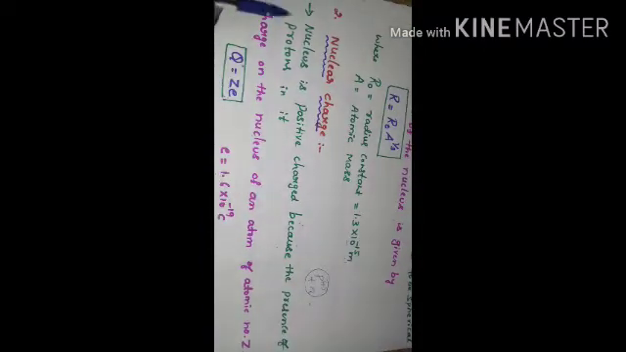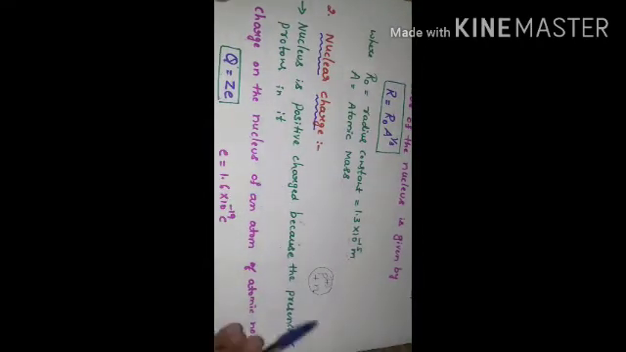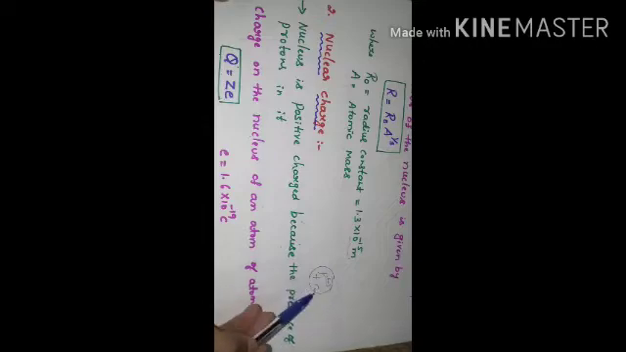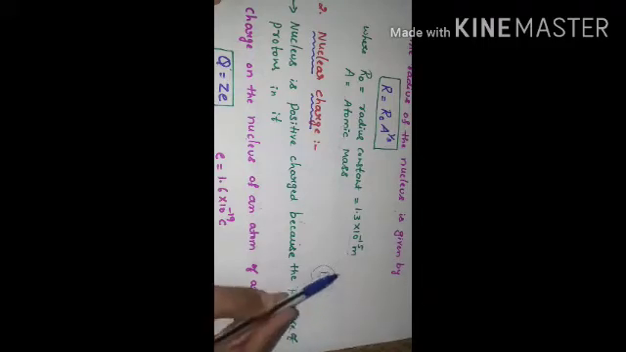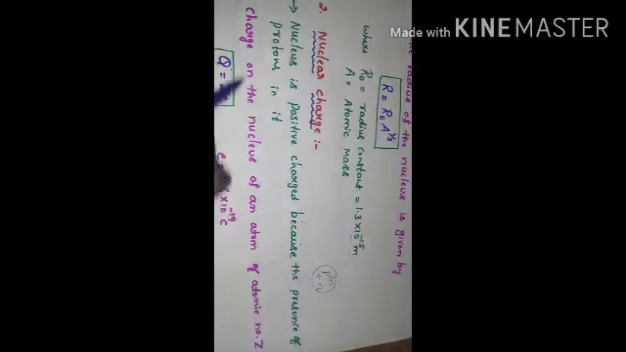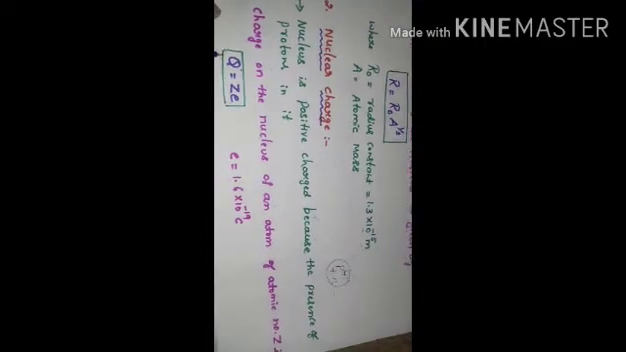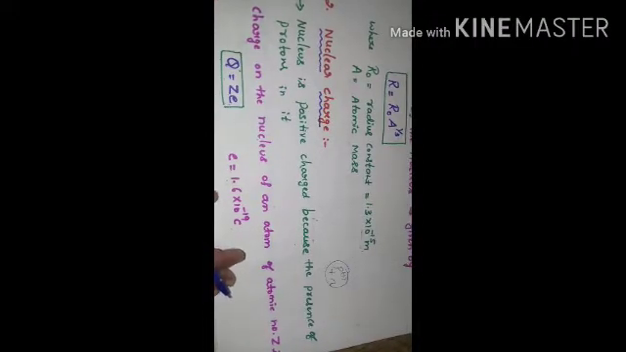The nucleus is positively charged, because we already know that inside the nucleus protons and neutrons are present, and protons are positively charged, neutrons are electrically neutral, hence the nucleus has a positive charge. The charge on the nucleus of an atom of atomic number Z is given by Q is equal to Z into E. Q is the charge on the nucleus, Z is the atomic number, E is the charge of an electron, that is 1.6 into 10 to the power of minus 19 coulomb. This is about the nuclear charge.